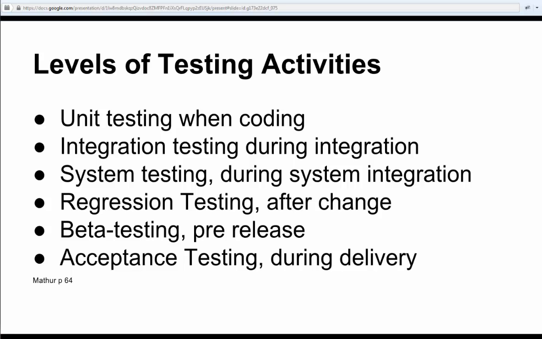Now we will talk about different levels of testing activities. So the first level is unit testing. The definition of unit testing is that we're testing a unit. We're testing a method, a class, something isolated, something that probably is just a method or a class.